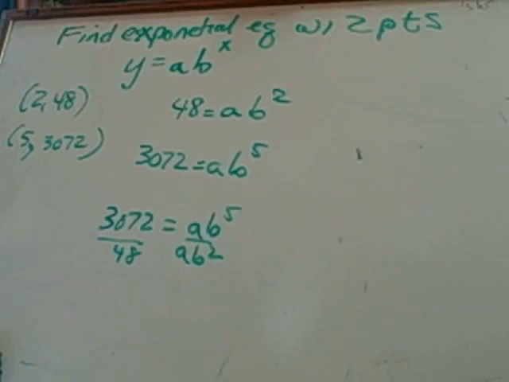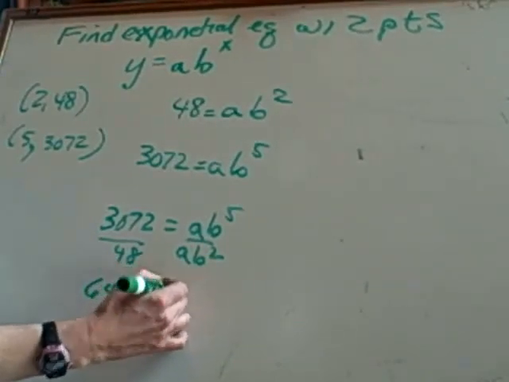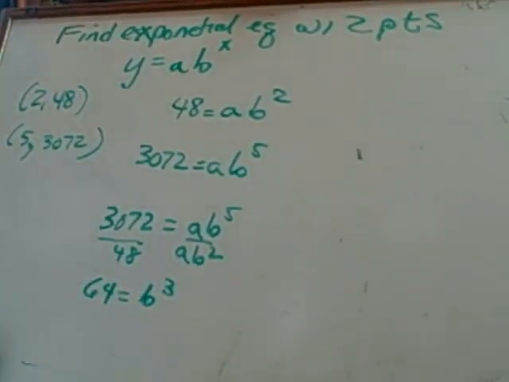Are you with me on that? Now, the reason we did that was to cancel out our a's and just have b's left over. So 3072 divided by 48 is actually 64. So 64 equals b cubed. Do we know how to find that?